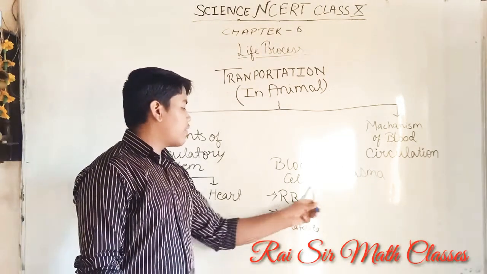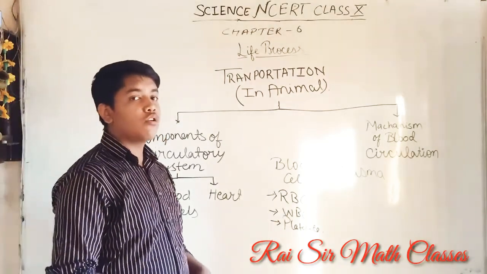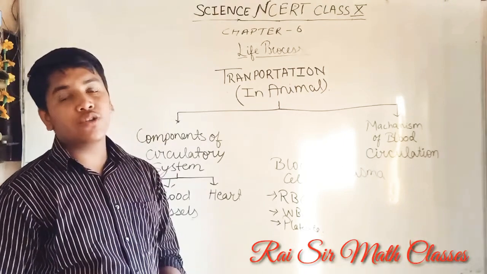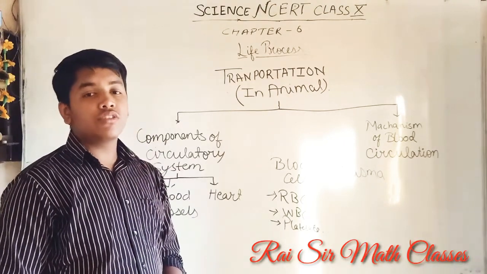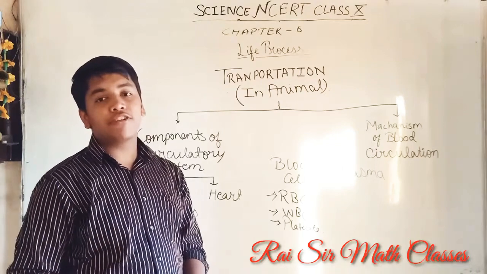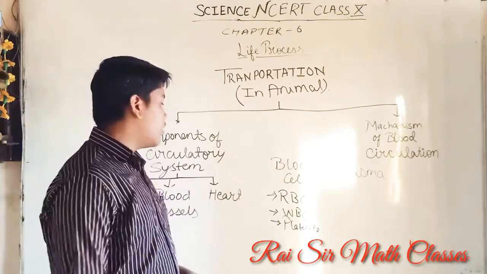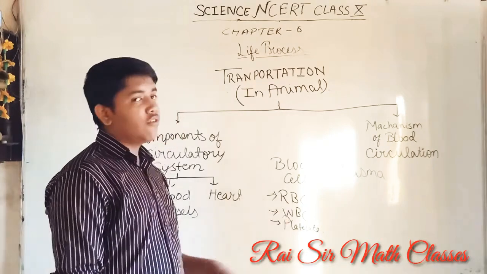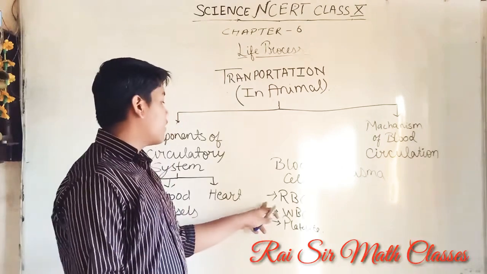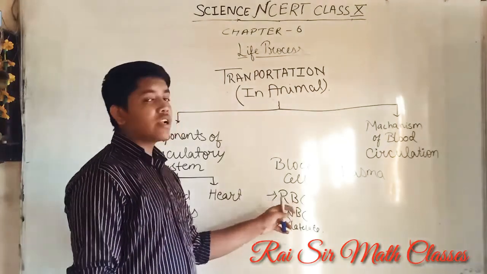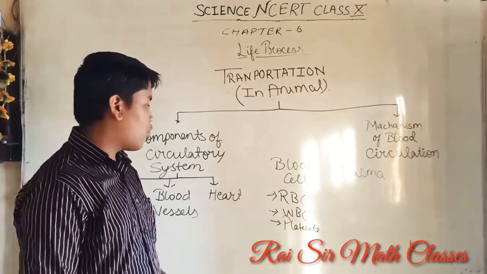Now, what is the function of RBC? RBC stands for red blood cell. As we all know, when our blood carries oxygen, it is red in color, and when it loses oxygen and carries carbon dioxide, then it becomes blue-green in color. So the work of RBC is to transfer the oxygenated blood from the heart to major parts of our body.